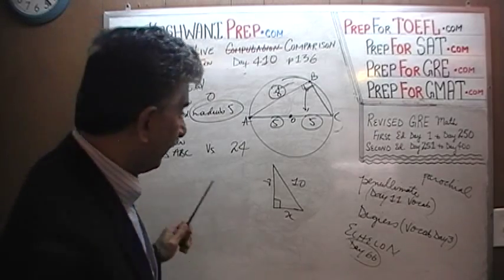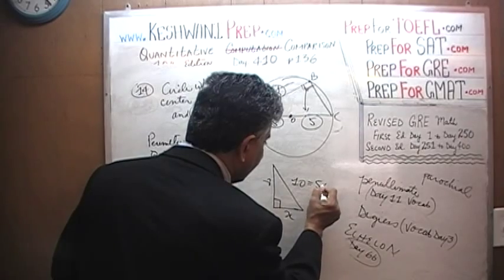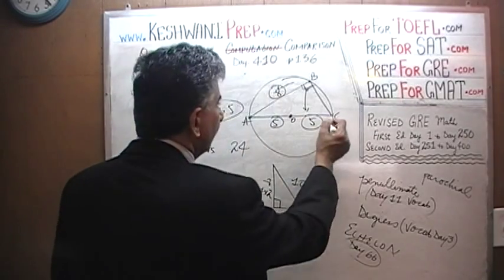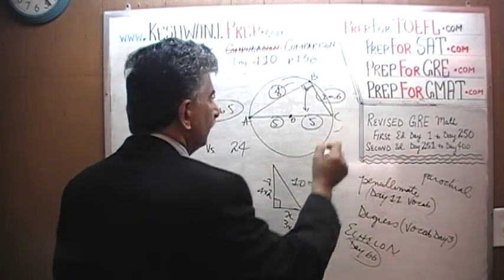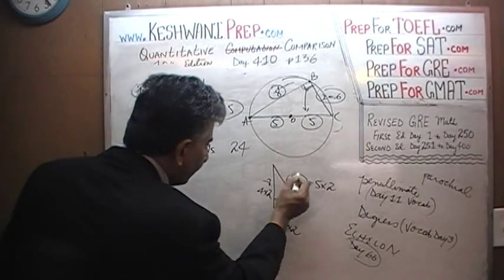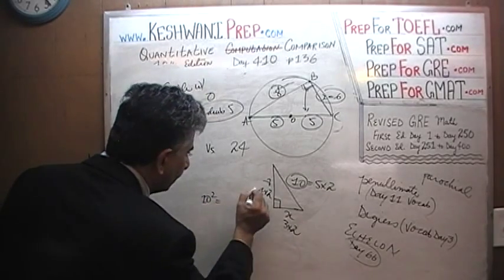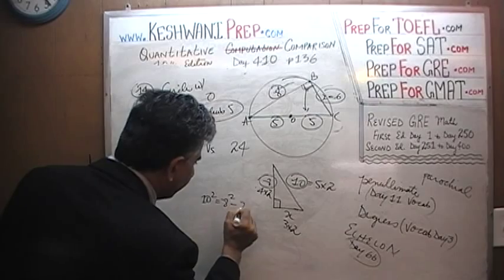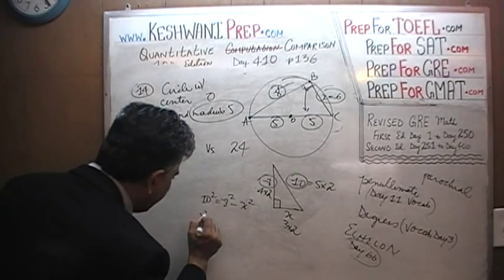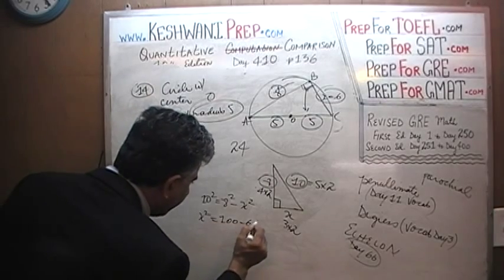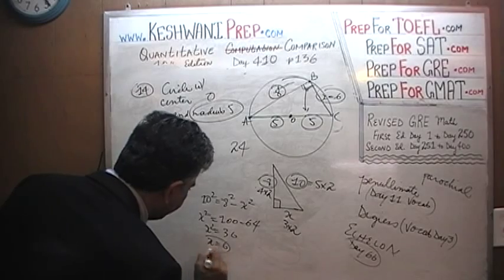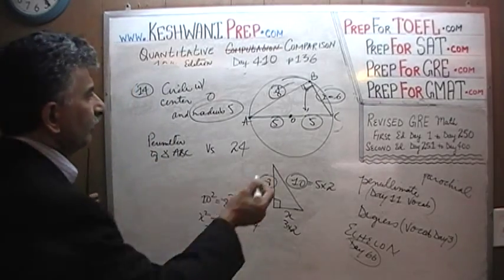Or we can simply realize that it's a 3, 4, 5 triangle. This is 5 times 2, this is 4 times 2, so this is going to be 3 times 2. This x here is 6. And if you didn't realize that it's a 3, 4, 5 triangle, then we can do it out. 10 squared is equal to 8 squared plus x squared. The simple Pythagorean theorem, as I said, and therefore x squared equals 100 minus 64, which is 36, and therefore x is equal to 6. No big deal. We are done. So x is equal to 6.